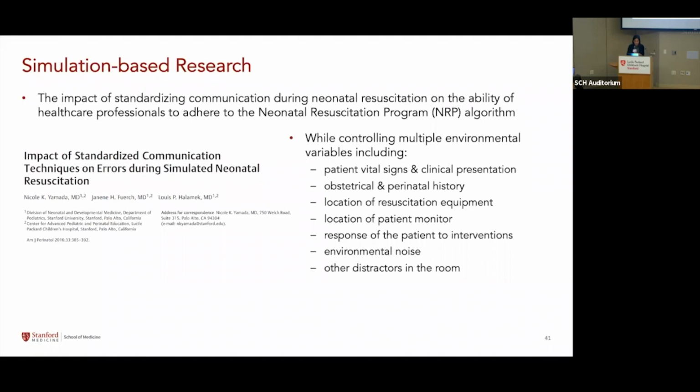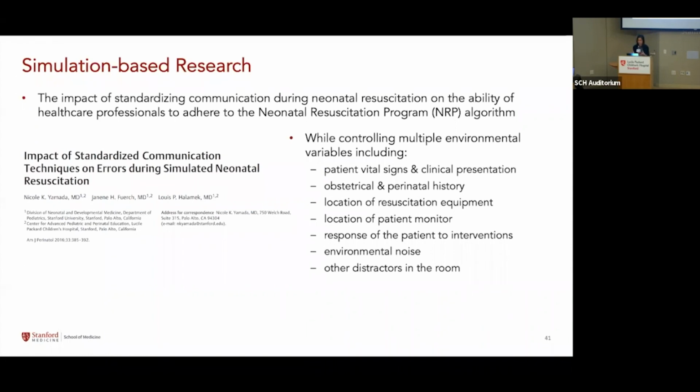This was a study that I did a number of years ago, but also was a pilot study to the work that I performed in my K08 award that Lance mentioned. I'm really interested in how we standardize communication among team members during neonatal resuscitation, because I think it will improve our ability to adhere to the NRP algorithm. One of the ways that I've looked at this in the simulated environment is controlling as many variables around communication as I can, so that if there is a difference in performance of the team, I can more readily attribute that to the fact that communication occurred in either a standardized or a non-standardized way.